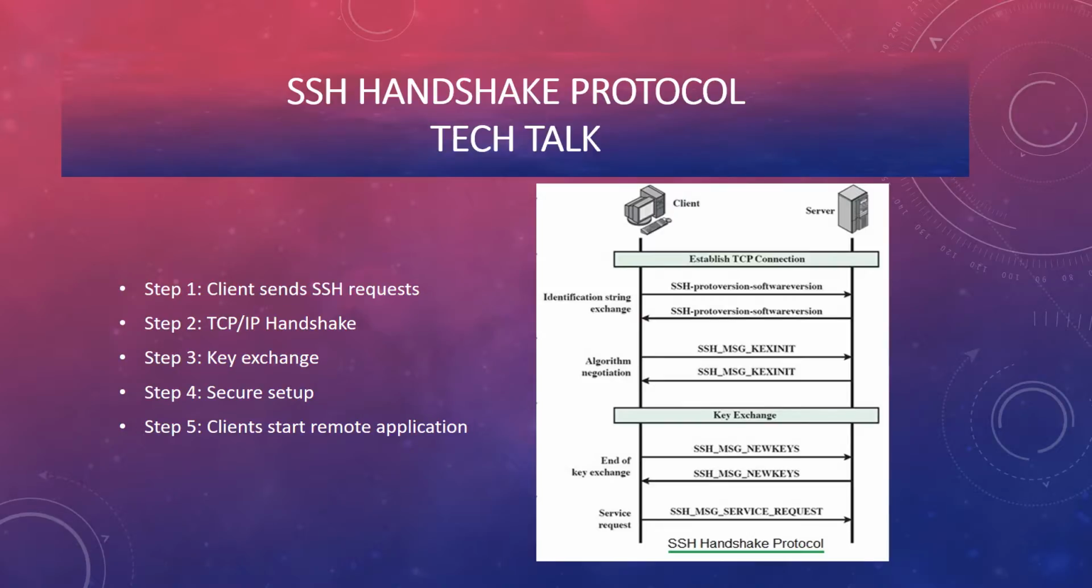Step 3 is an algorithm negotiation, and key exchange is actually set up at this point. A session is securely set up once that is completed as step 4. And step 5 is whenever, once all this is done, the client can actually start up their remote applications and work as they need to.